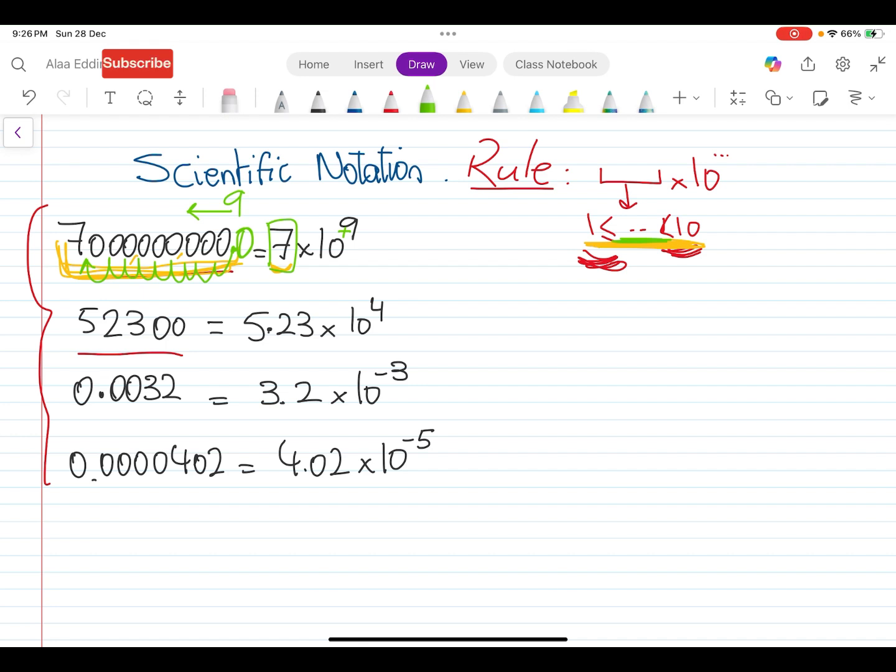So that's rule number 1, and it's basically the only rule. If you're moving to the left, you will have a positive exponent, and if you're moving to the right, you will have a negative exponent. Let's look at the other example.